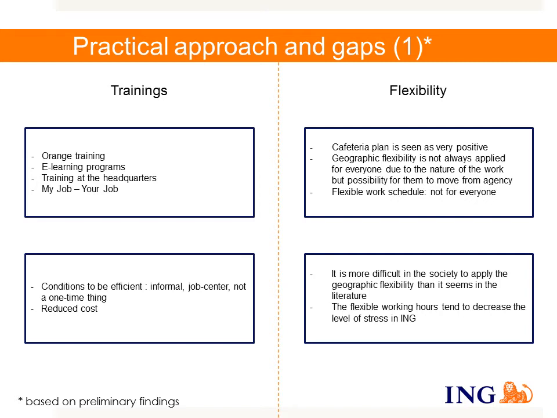Within ING, we can see that the cafeteria plan is applied and workers are really satisfied with it. Concerning the geographic flexibility, it is not possible to work from home for every worker, but for those who can't, it still exists flexibility. Indeed, in case of need, it is possible to move from a workplace to another one. The flexible working hours are also not possible for everyone. But for those who benefit from it, we can notice a real decrease of stress.